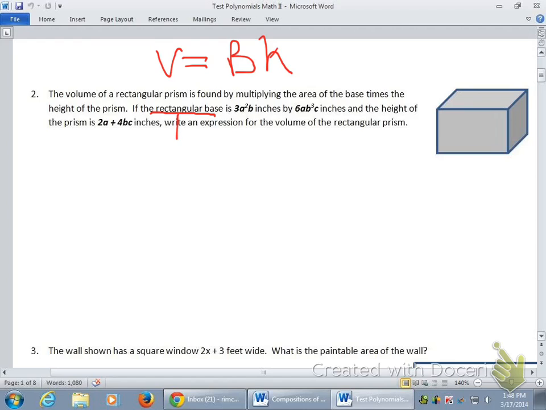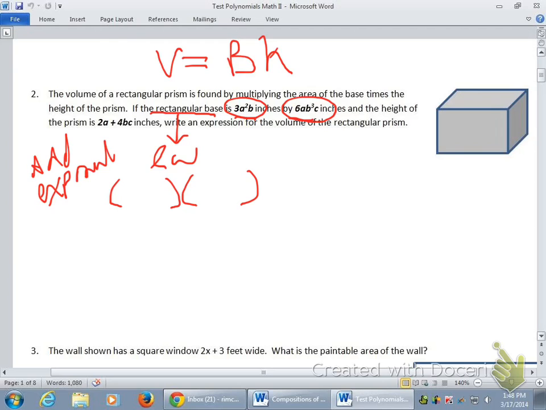So how do you find the area of a rectangular base? Length times width. What do you think 3a squared b and 6ab to the third c represent? The length and the width. So what should you be doing with these two? Multiplying. So you're going to multiply those two together. Now this is exactly what we did at the beginning of class. This is your laws of exponents. When you multiply like bases, what do you do with the exponents? Add. So this should be add exponents. And many of you messed that part up.